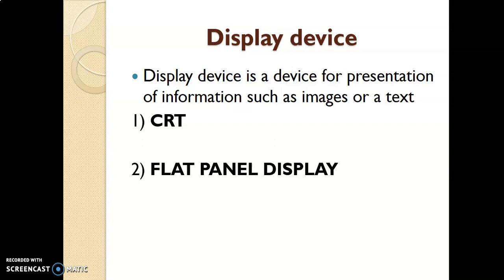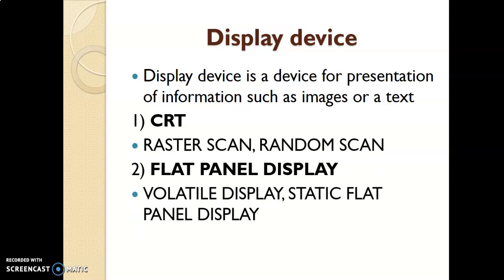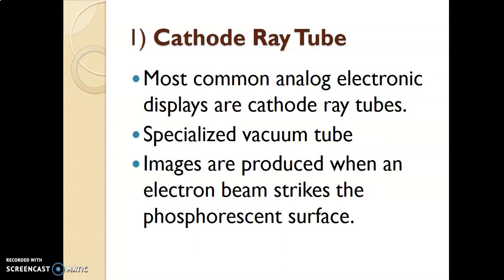CRT is the cathode ray tube. It has two different methods, the random scan and the raster scan. Whereas the flat panel display has methods like volatile display and static flat panel display. We will first start with the cathode ray tube, CRT.